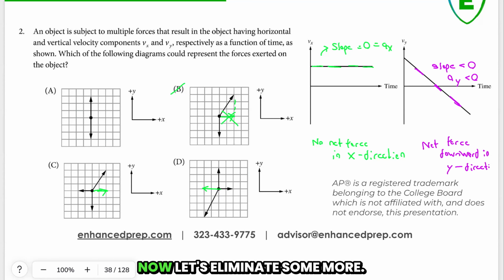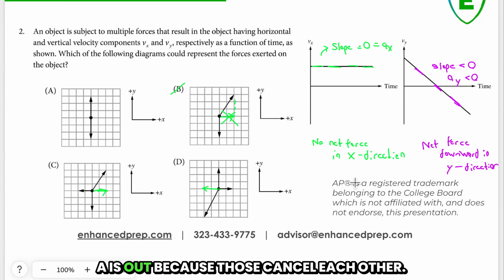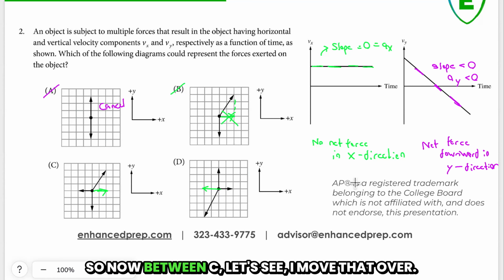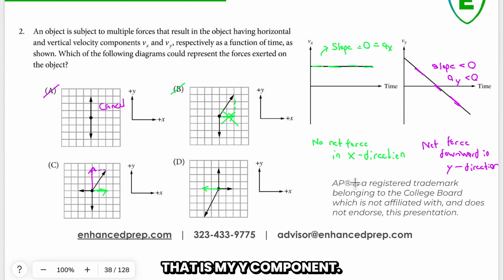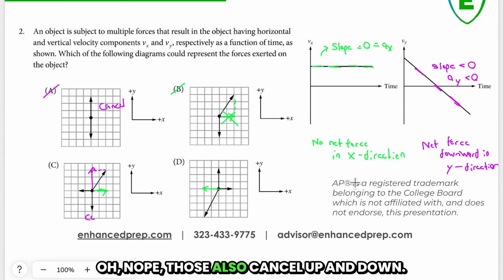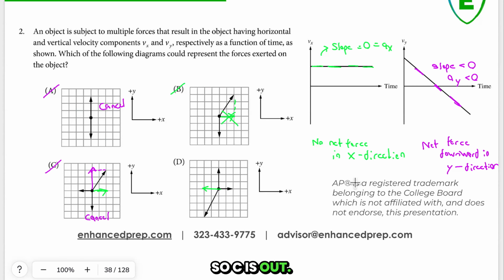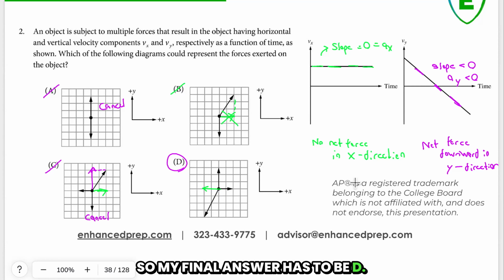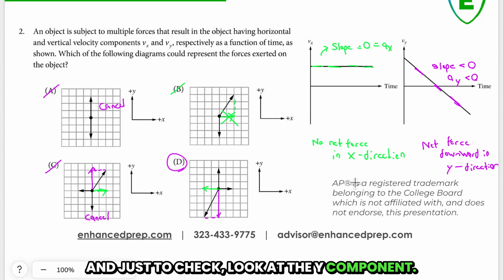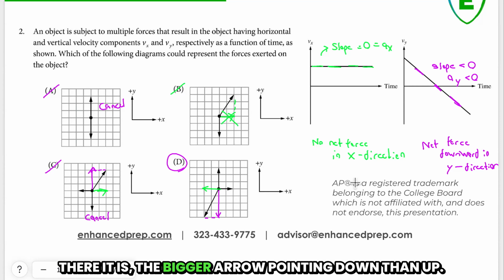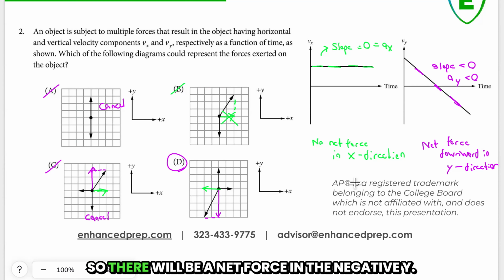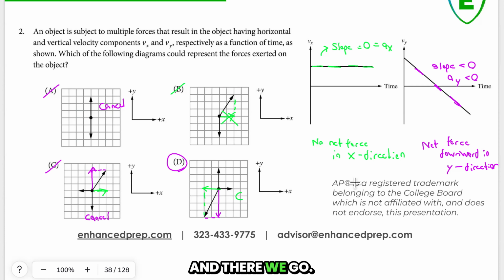Now let's eliminate some more. A is out because those cancel each other. So now, between C, let's see, I move that over. That is my Y component. Oh, nope, those also cancel up and down. So C is out, and my final answer has to be D. Just to check, look at the Y component. There it is, the bigger arrow pointing down than up. So there will be a net force in the negative Y. And there we go. I'll write in here too that these cancel, so they're okay.